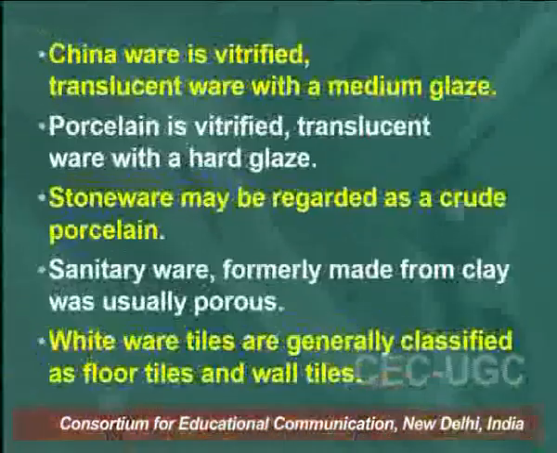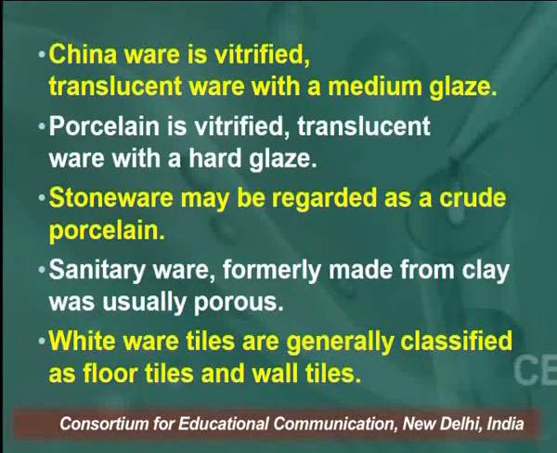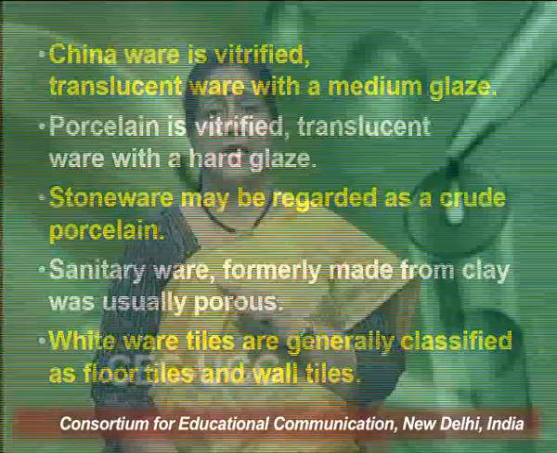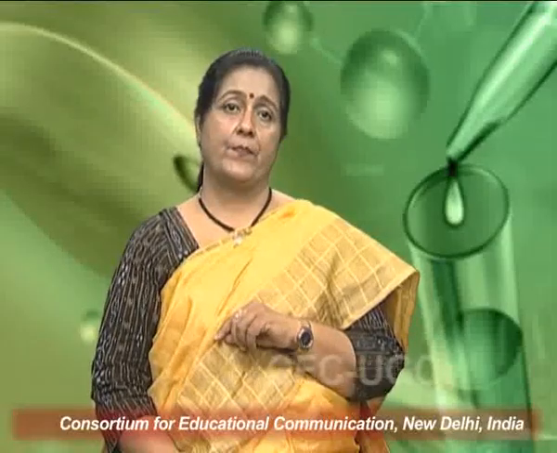Chinaware is vitrified, translucent ware with a medium glaze. Porcelain is vitrified, translucent ware with a hard glaze. Stoneware may be regarded as a crude porcelain. Sanitary ware, formerly made from clay, was usually porous. Whiteware tiles are generally classified as floor tiles and wall tiles.